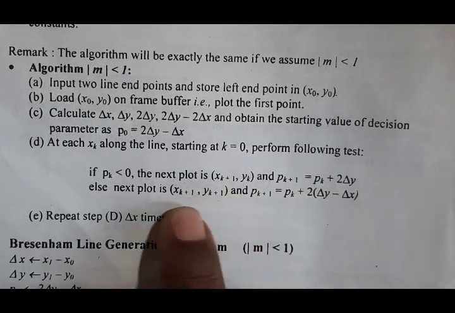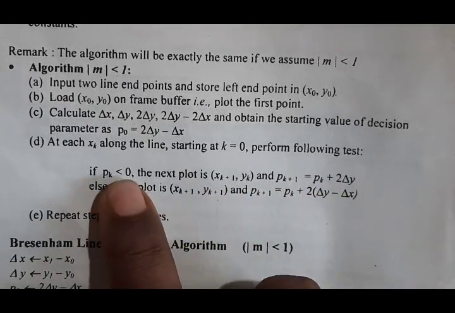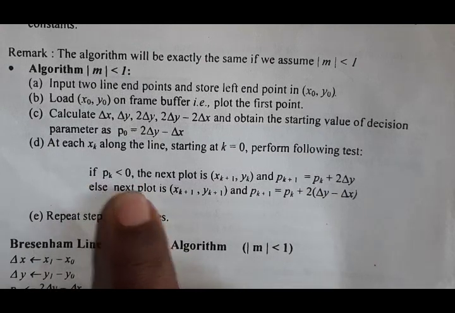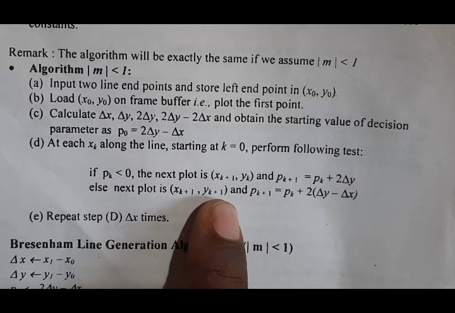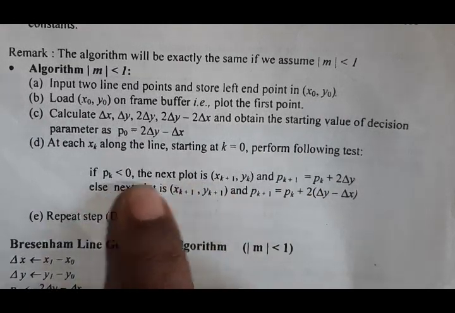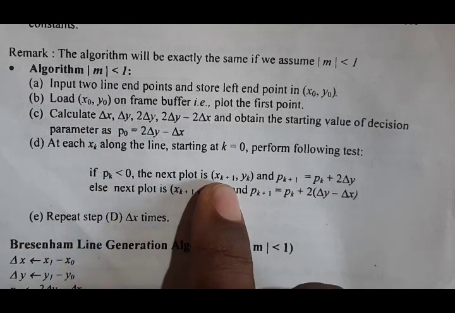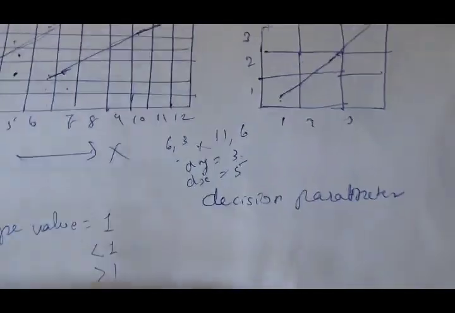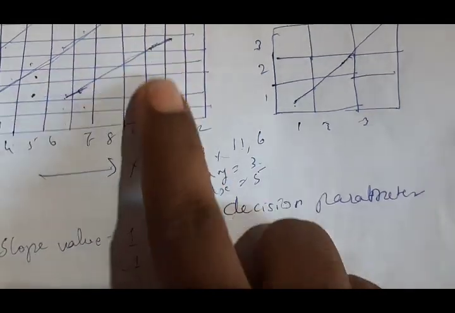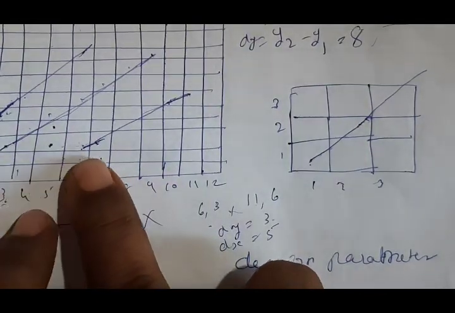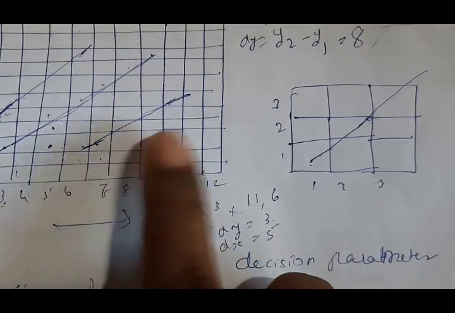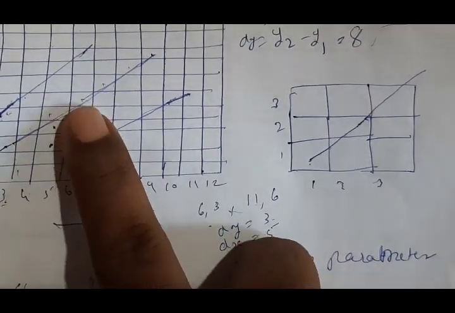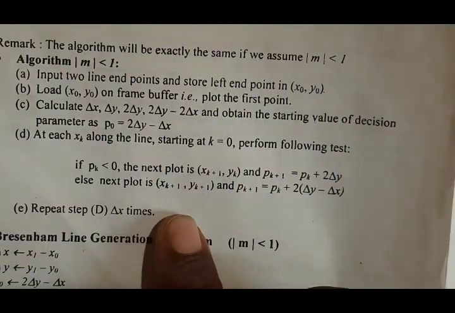And else, if pk is more than or equal to 0, the next plot is xk plus 1, comma yk plus 1. So here, if it is less than 0, only x is incremented. If slope is less than 1, x is incremented every time, by 1 unit. But yk is not incremented every time.